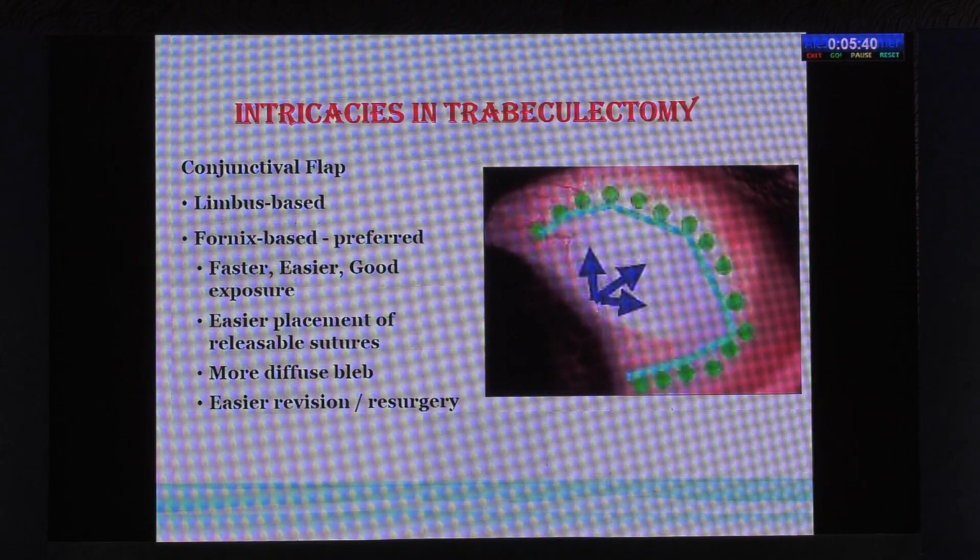Next is your flap. As I told you, it depends on individual preference. You can use limbal-based or fornix-based flaps, but nowadays, obviously, a fornix-based flap is preferred because it gives you faster, easier, better exposure. Any revisions are easier, applying releasable sutures is easier, and obviously it gives you a more diffuse bleb.